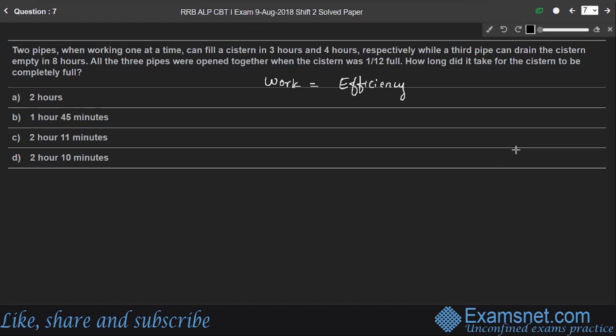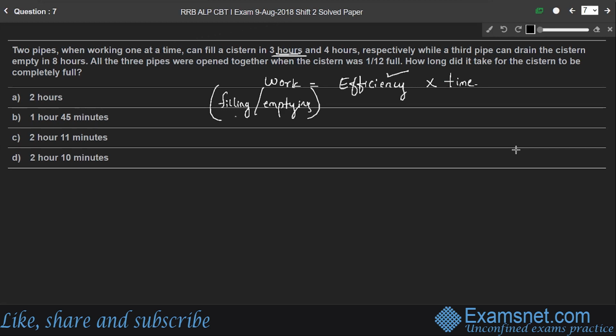Efficiency into time. So when it comes to the case of one pipe, its efficiency is nothing but work done per unit time. Here work done may be filling the tank or emptying the tank. So work is considered as filling or emptying the tank. Efficiency is the work done by a pipe or by more than one pipe per unit time. Here time is in terms of hours, so work done in 1 hour is called its efficiency.